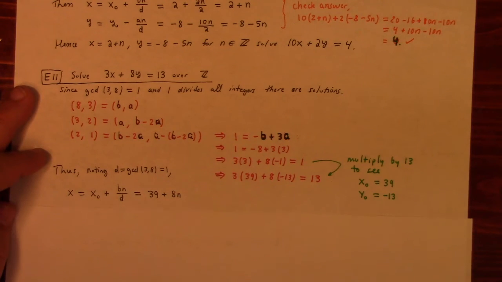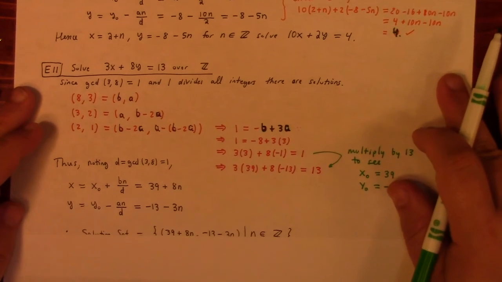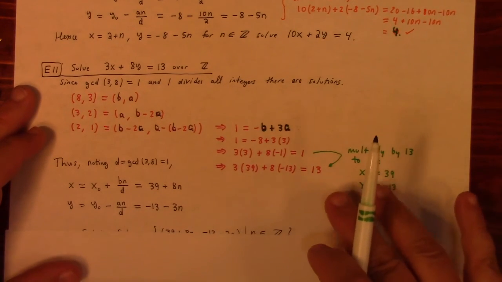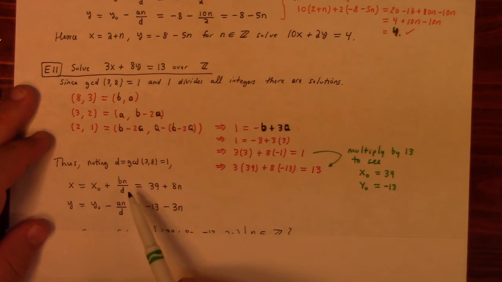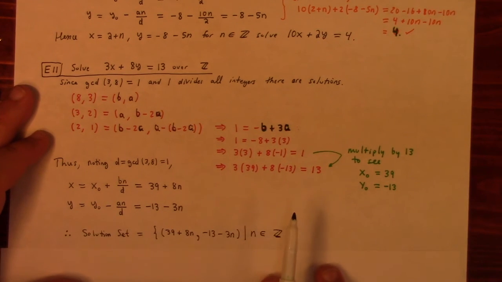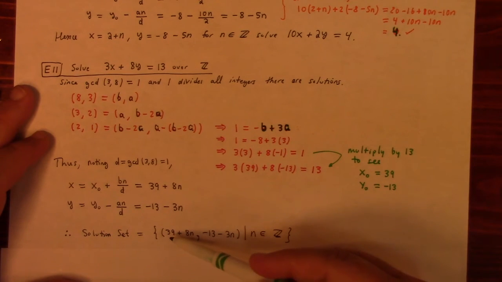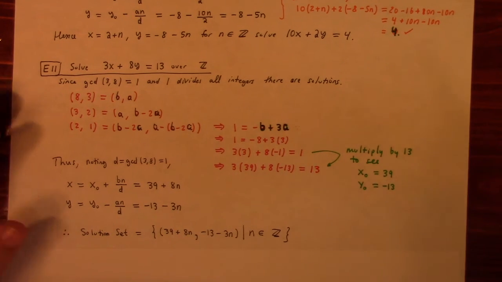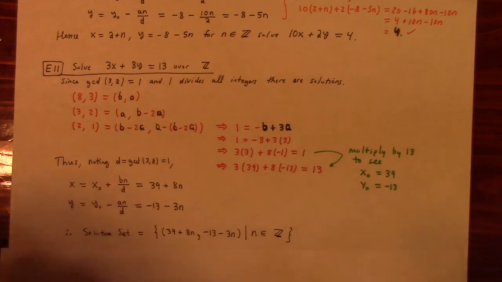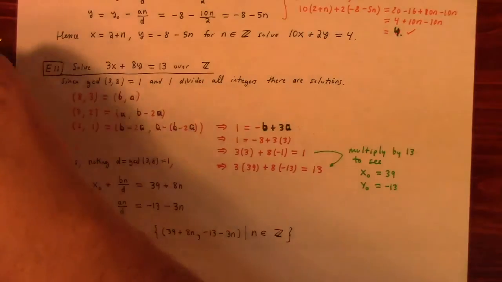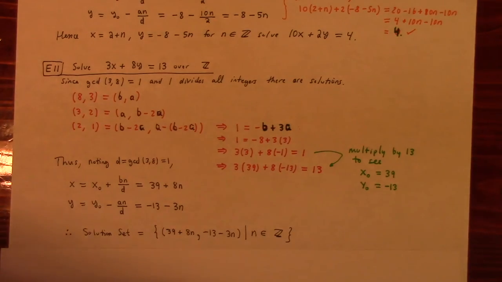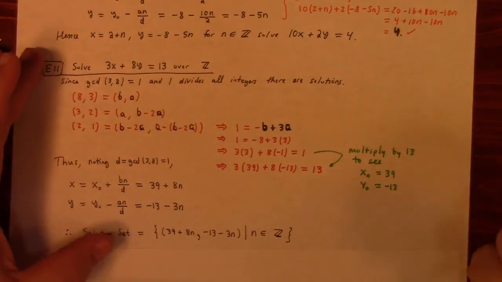So noting that the GCD of 3 and 8 is 1, we have that d is 1. So we get 39 plus 8 times n, minus 13 minus 3 times n. And so our solution set is exactly this, right? So since we have a minute, not much though, let me just add one more example here and then we'll be done for this lecture.